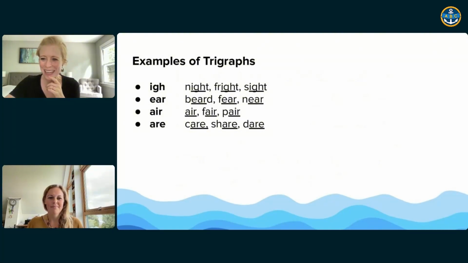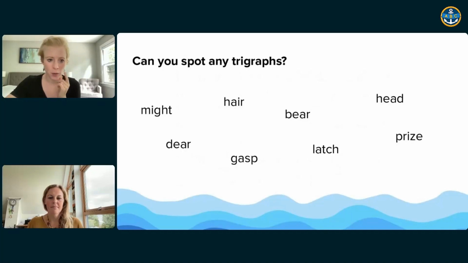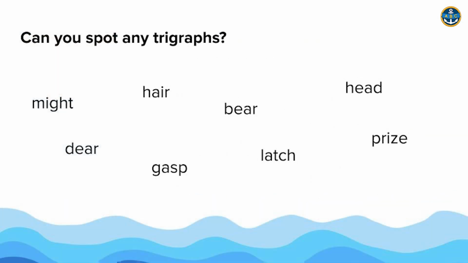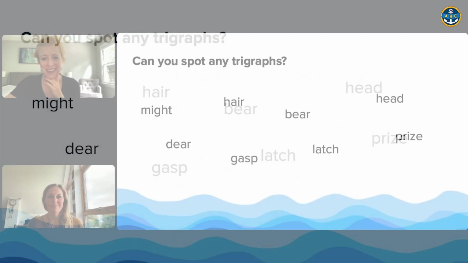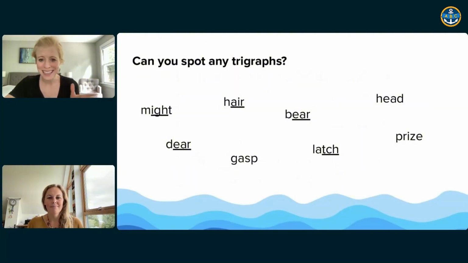Now I'm going to do the same activity here. Here's a word cloud for you. How many trigraphs can you spot on the screen? Okay, this time there are 5. We have mite, deer, hare, bear, and latch. TCH. It's a tricky one. Okay, major gold stars if you got them all. We're all works in progress, but hopefully this gives you an overview of some of those more technical phonics terms.